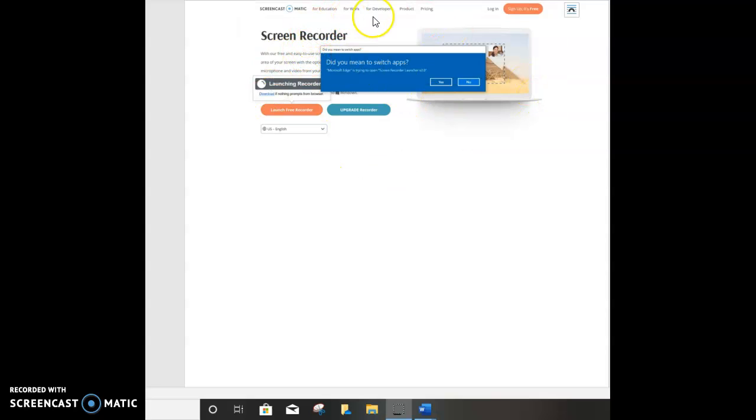Now, when I took this screenshot, I was actually using Microsoft Edge. I don't know how. Normally I just use Google Chrome, but anyway, so this came up saying, do you mean to switch apps? Do you want to switch from Edge to Screen Recorder? Yes, you do want that to happen. See this under here though? It's saying launching recorder. So it does that. It even says if nothing happens from the browser, download here. You won't need to. Just wait for it. Then you'll get another shot after that.